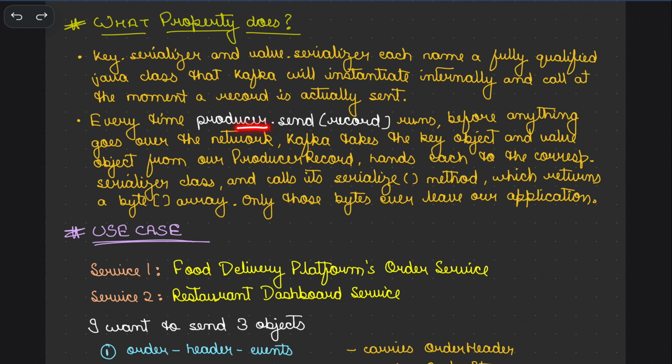So when the producer is sending the record, before it actually goes to the network, Kafka internally takes the key object and value object from our producer record and hands each to its corresponding serializer class. I'll give you an example. It calls its own serialize method, which returns a byte array. Only those bytes ever leave our application, not the object, not the plain record that we are going to send. First, that record is converted to bytes, then the bytes are sent over the network.